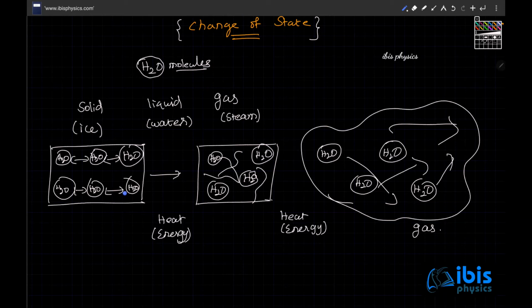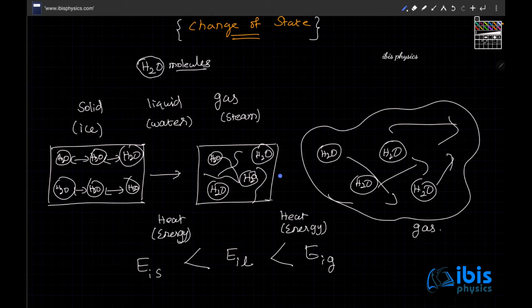When you add heat energy, solid becomes liquid. When you add heat energy, liquid becomes gas. So a liquid is nothing but solid plus heat energy, right? So the energy is inside the liquid. We call it internal energy. Internal energy of liquid is greater than internal energy of solids, and internal energy of gases is even greater than that of liquids and solids.